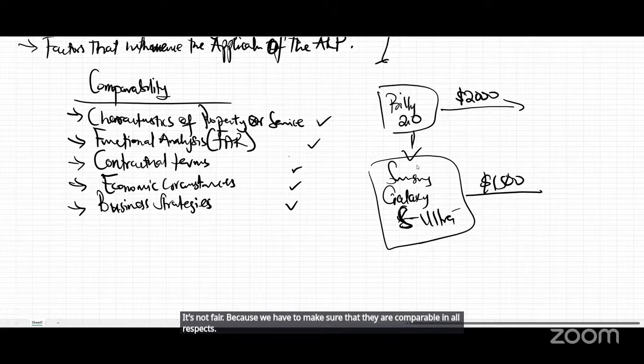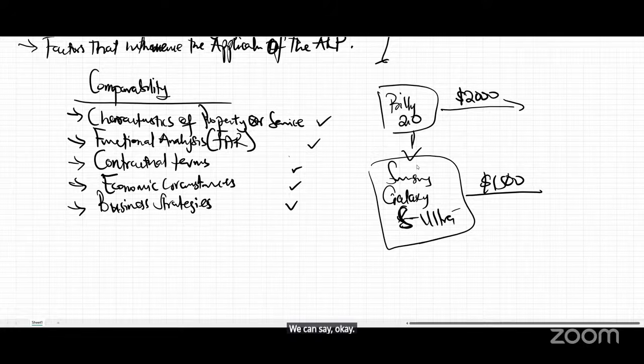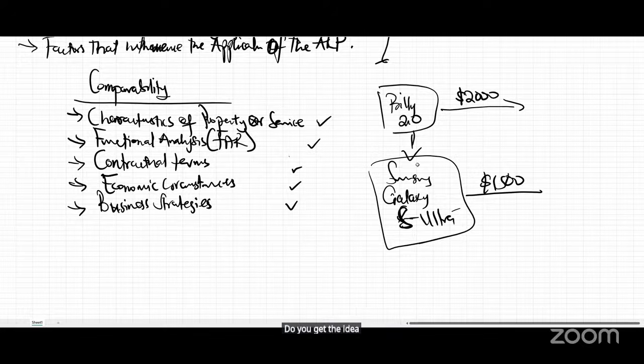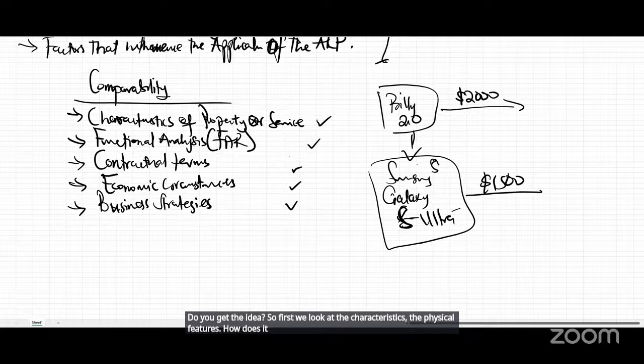Do you get it? Before we can say that, okay, since my phone is equally the same as Samsung Galaxy S Ultra, we shall apply the same prices. Do you get the idea? So first, we look at the characteristics, the physical features. How does it look? This one is 500 gig. This one too is 500 gig. This one has a SIM slot and a pen. This one has a SIM slot and a pen. So you are comparing. The same way, you can look at Billy and look at Samsung.